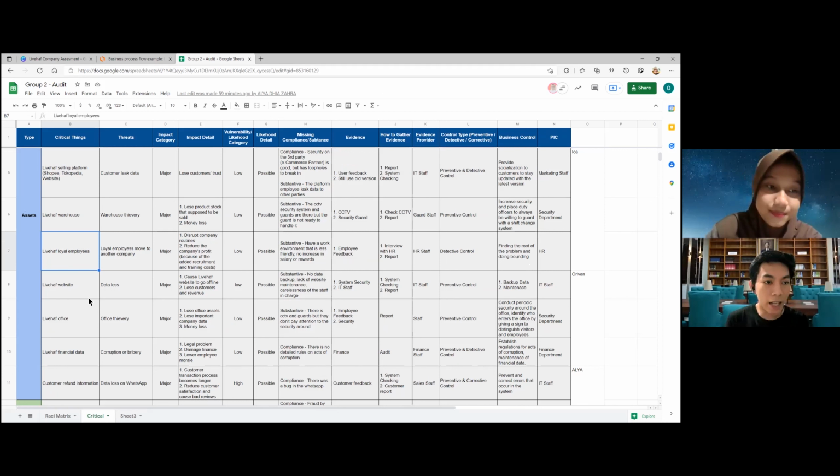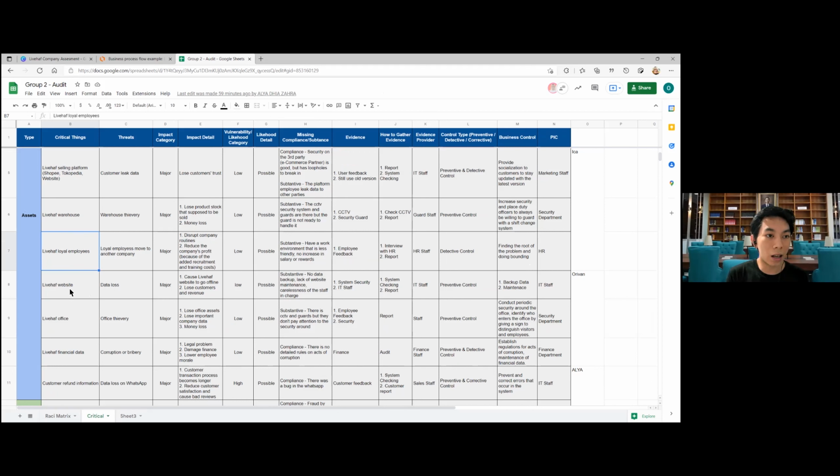Okay, the next is about the critical asset, the Livehaf website, and the threat is data loss. The impact category is major, and there are two impact details. The first is that it causes the Livehaf website to go offline, and the second is lost customers and revenue. The vulnerability or likelihood is low, and the likelihood detail is possible. The missing component is substantive: no data backup, lack of website maintenance, and carelessness of the staff in charge.